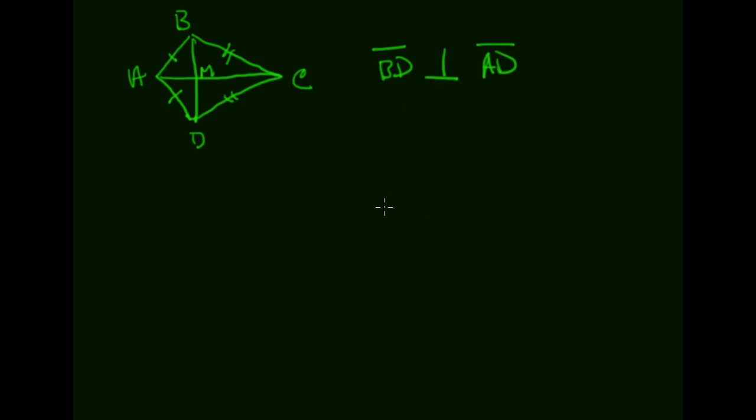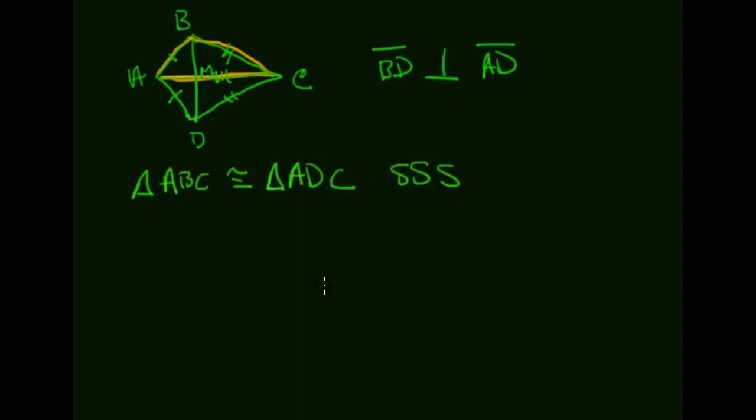Now, in your notes, there's a formal proof of this. Again, I'm going to walk through this, but not in a formal way. So let's see how we can go after proving that this is in fact true. AB and AD are congruent because it's a kite. BC and DC are also congruent because it's a kite. If I look at this segment, AC, it is part of two different triangles, the one on the top and the one on the bottom, and it is congruent to itself by the reflexive property. So this tells me that triangle ABC has to be congruent to triangle ADC, because of the SSS theorem.